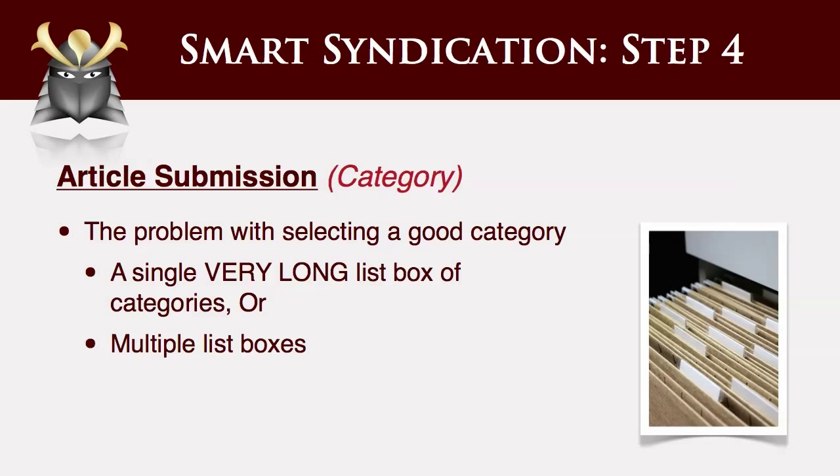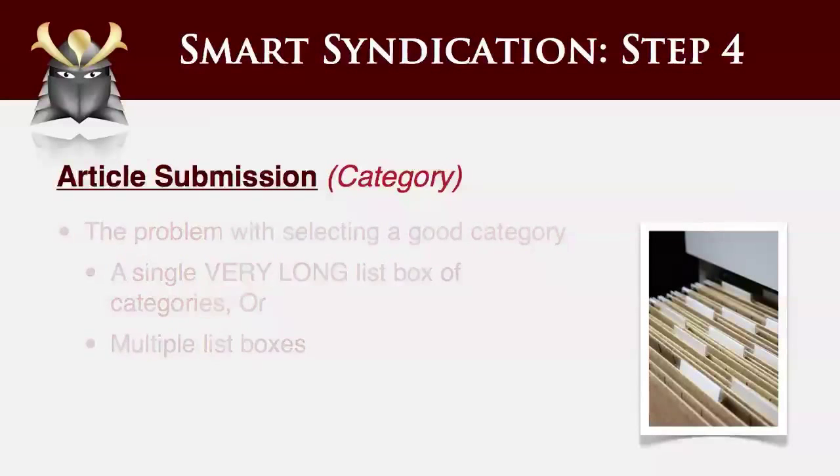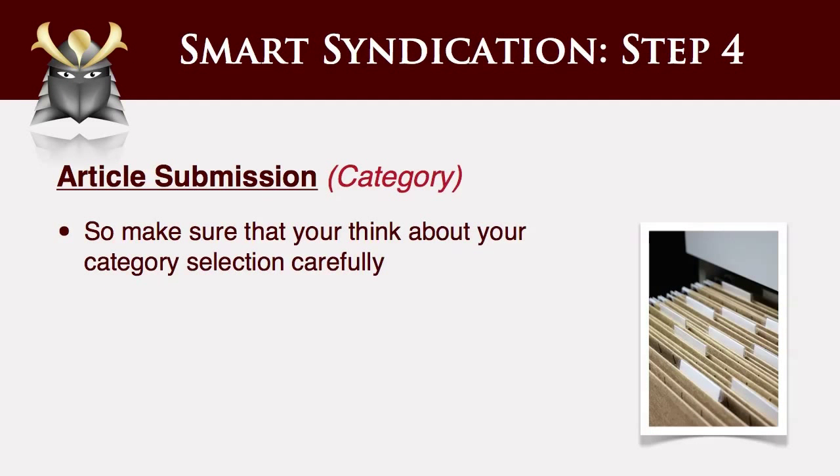If you have a list box with 400 categories in it, you can spend a long time just trying to find the category most relevant to your article. So make sure that you think about your category selection carefully, because picking the right category can have a massive impact on how many links you get back for each article submission.